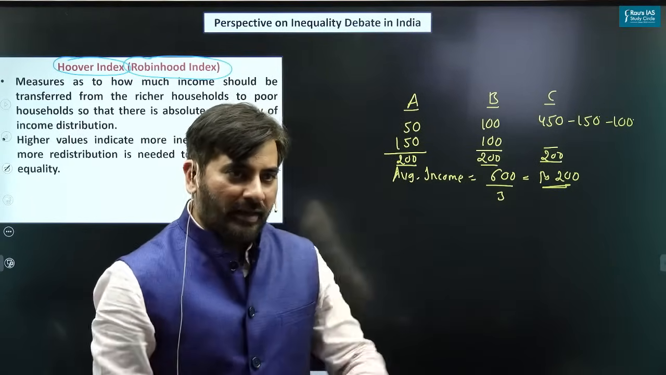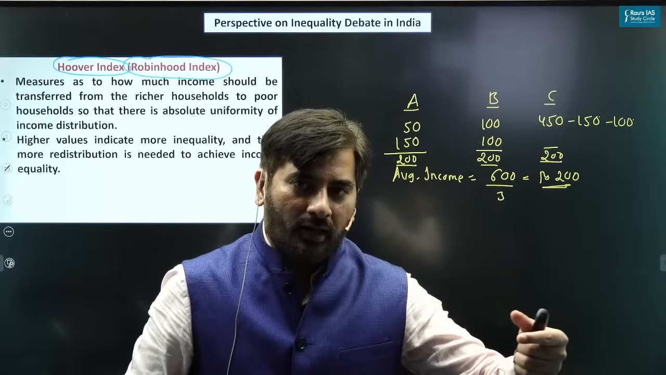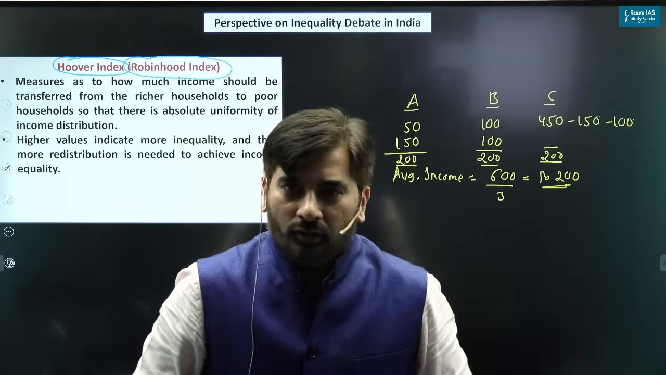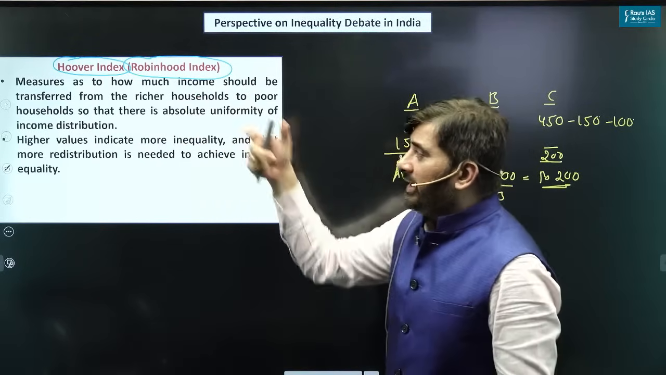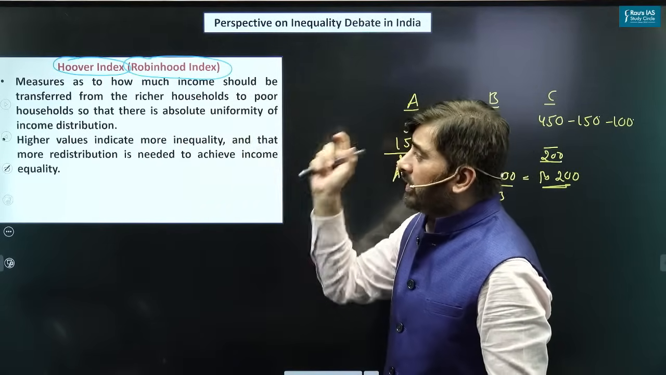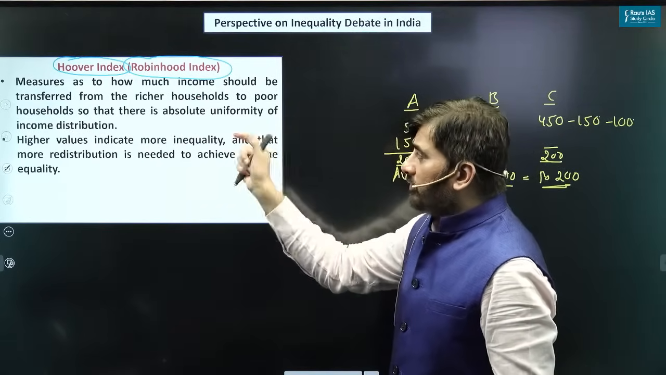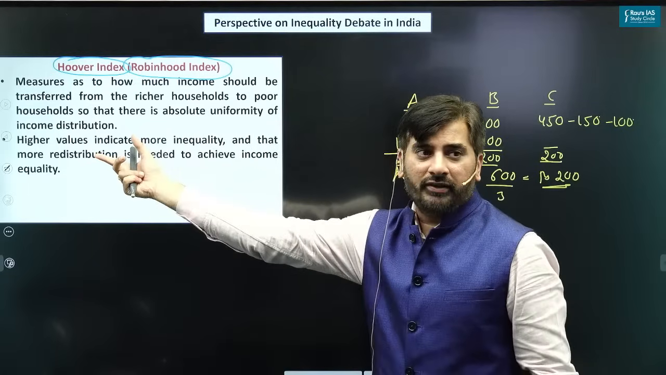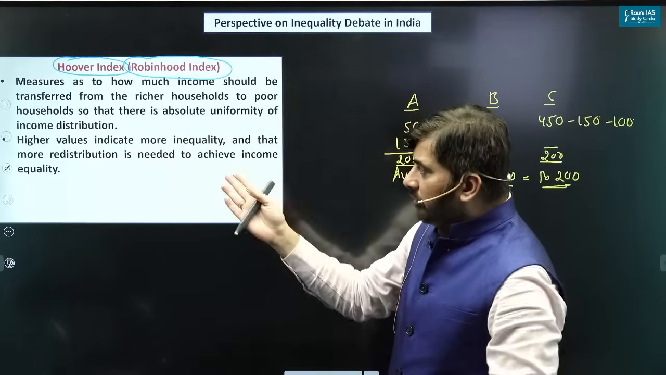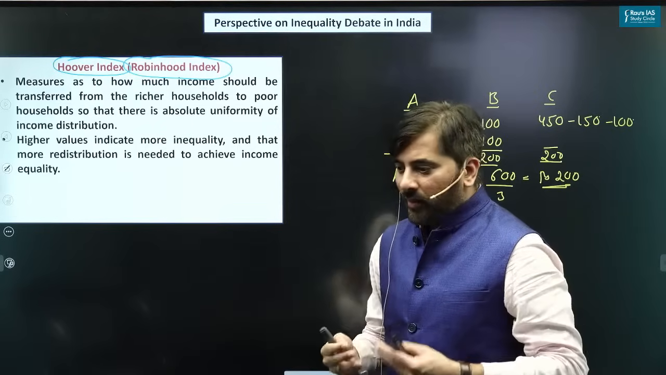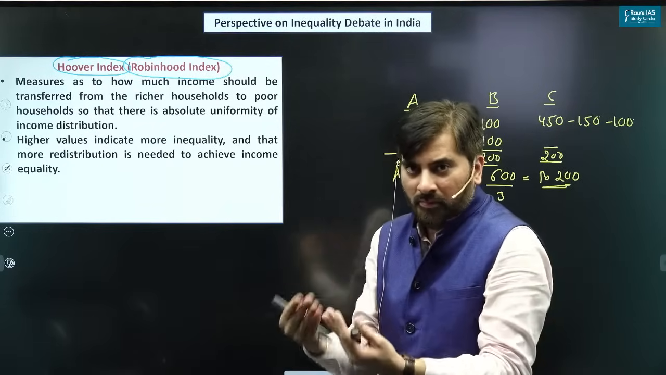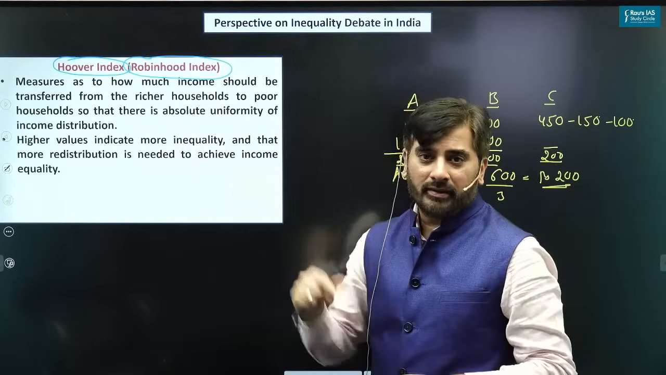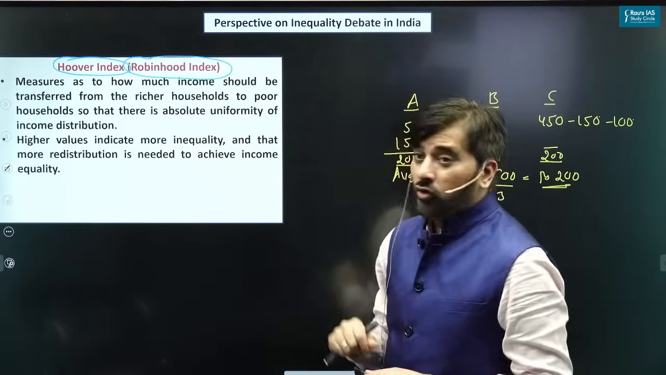Can you see now by transferring money from the richer household to poor households, we can ensure perfect equality. So the Hoover index tells us how much income should be transferred from richer households to poor households, so that there is absolute uniformity of income distribution. That is what is Hoover index. Obviously, if you have to transfer more money from richer household to poor household, it means the Hoover index will be higher. And this is what is Robin Hood index.